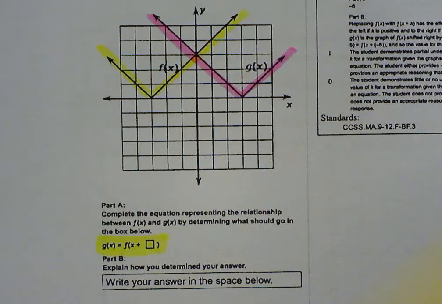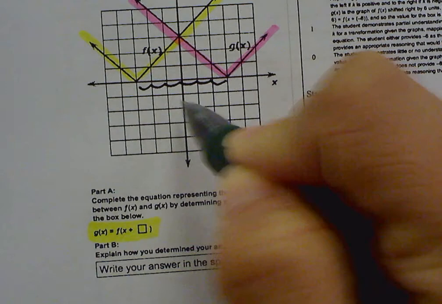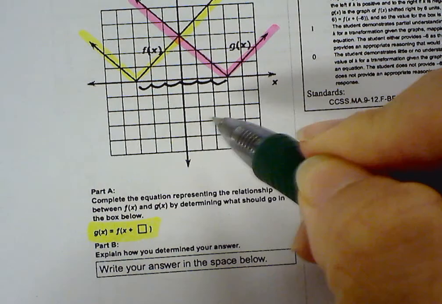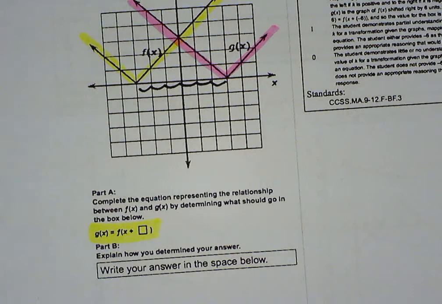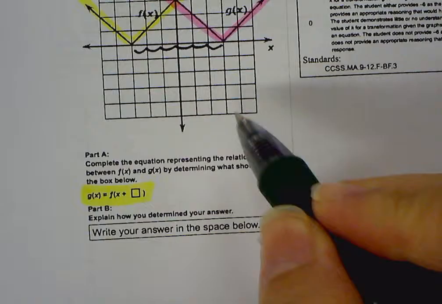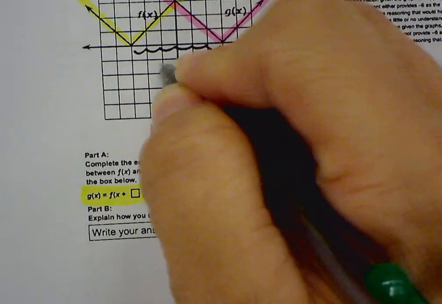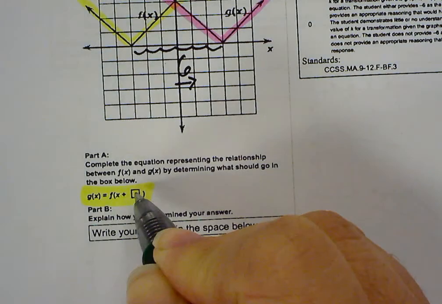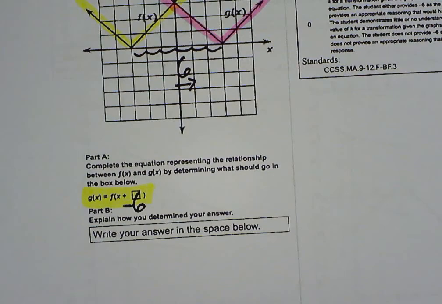1, 2, 3, 4, 5, 6. Now, is it 6 to the right? Did f move 6 to the right, or did g move 6 to the left? Or what happened? g is f after f has done what? Move 6 to the right. Okay, if we want to move 6 to the right, what do we put in the box? So the answer is -6. Okay?